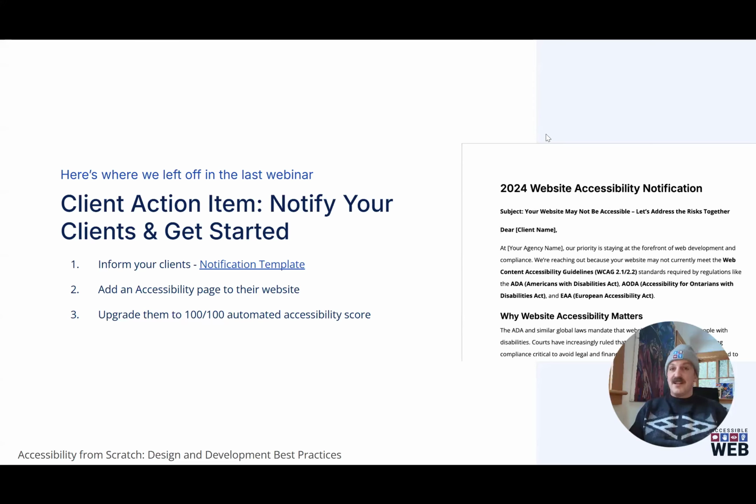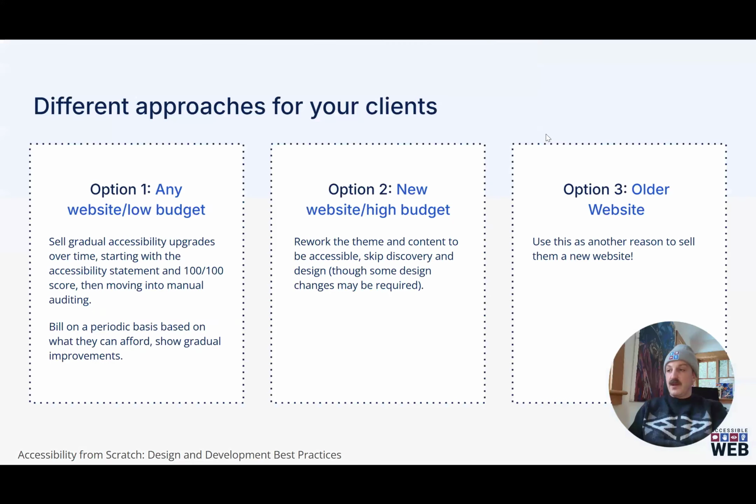Watch the video of the previous webinar, and then our recommendation for all of your clients, at the very least, is to add an accessibility page onto their website and then upgrade them to a 100 out of 100 score using RAMP.